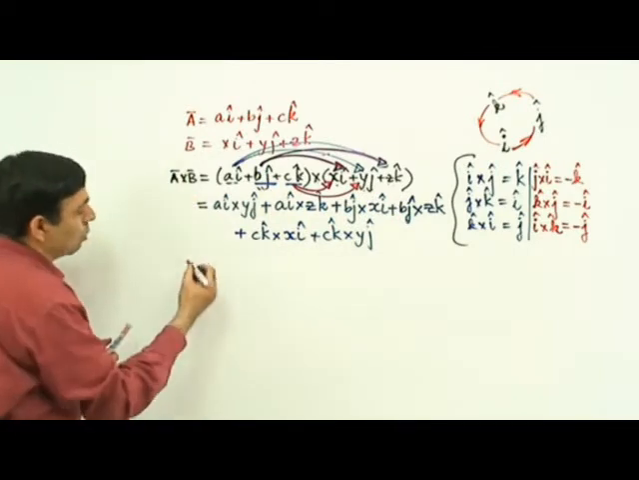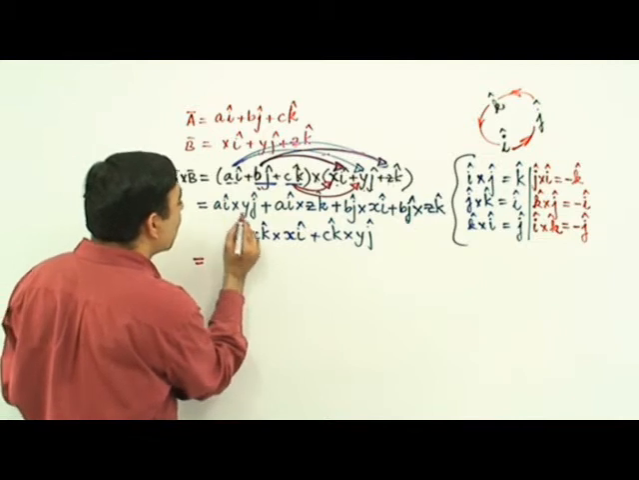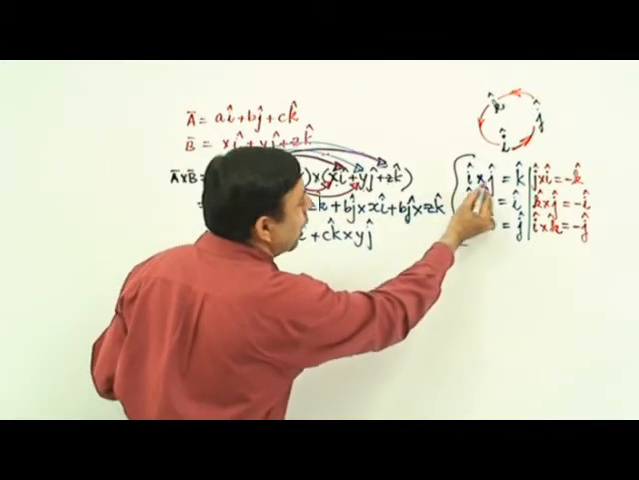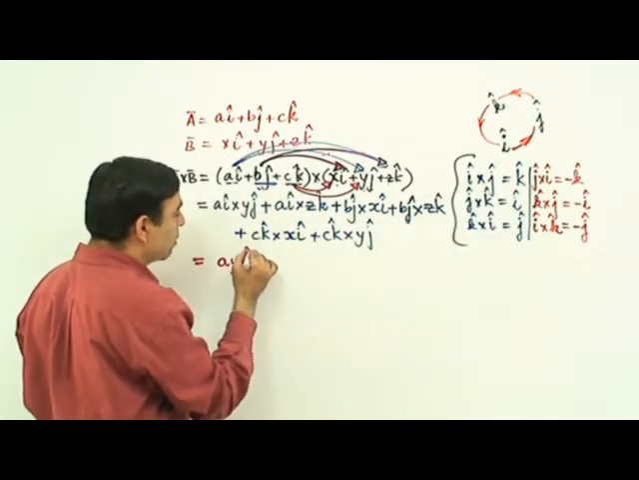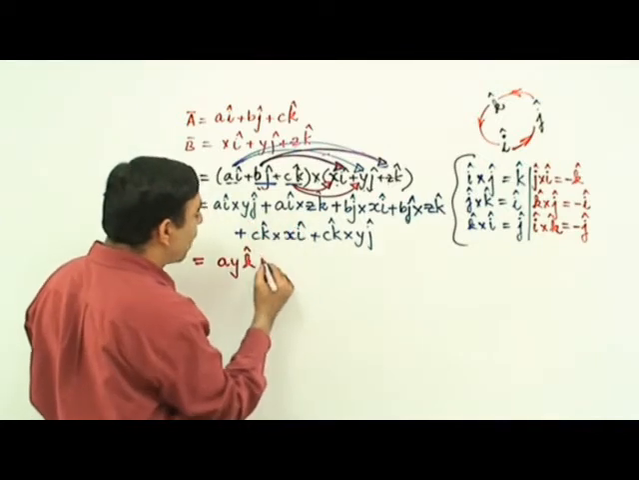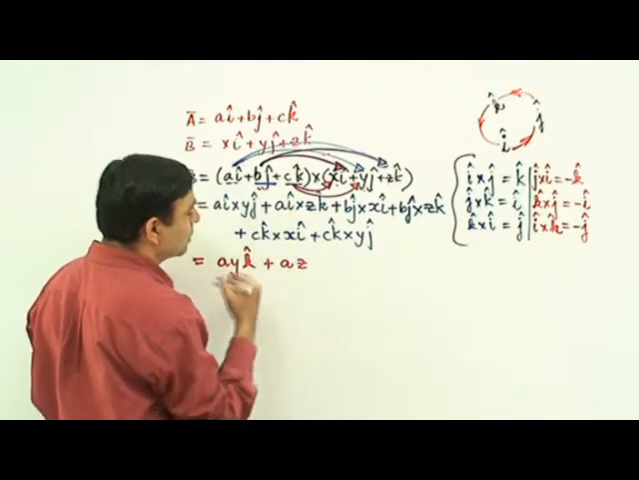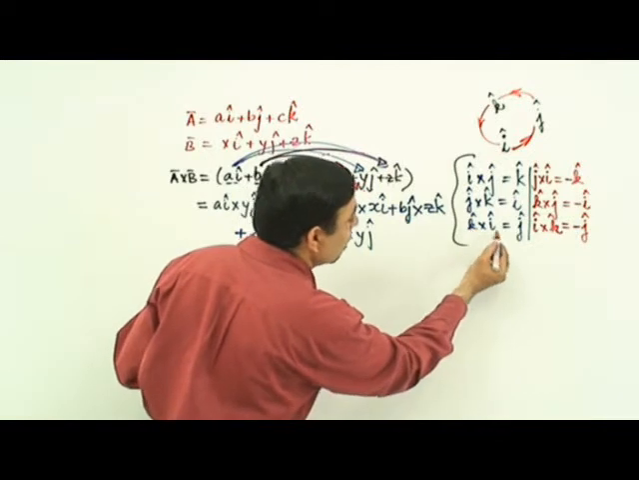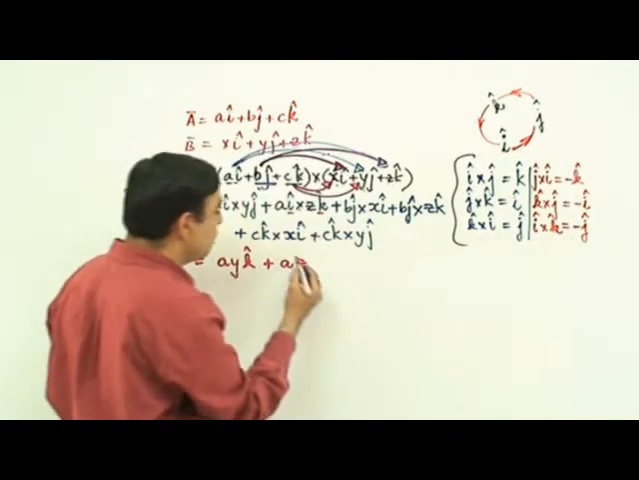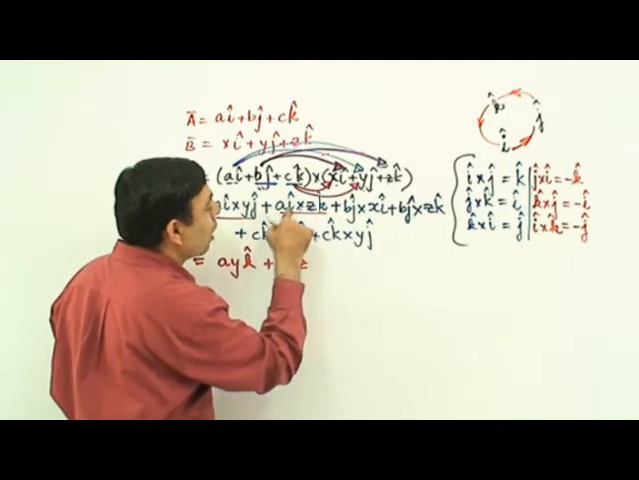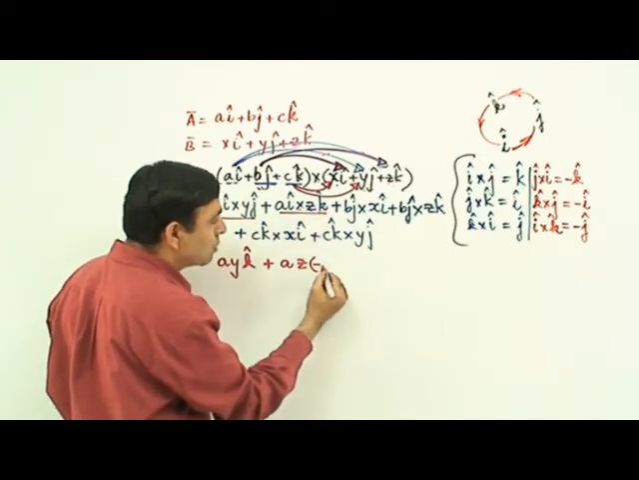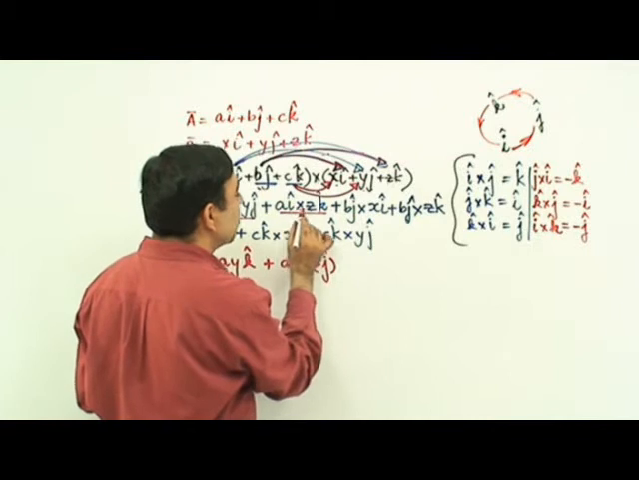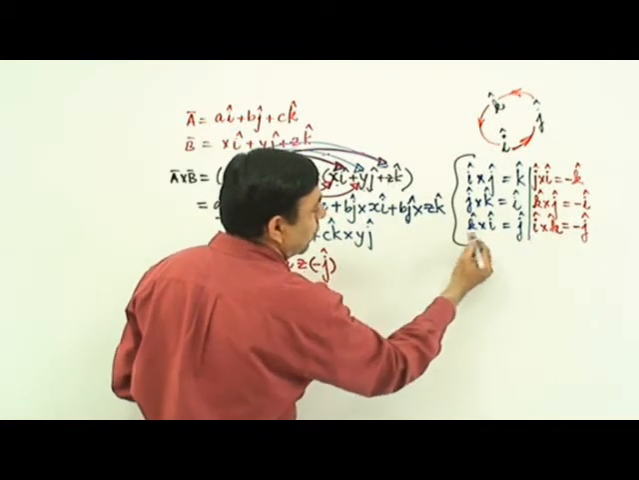Now when you try to solve this, ay as it is, what about i cross j? You can check out here, i cross j is k, so I can write down k for i cross j. Now az as it is. Then I need i cross k. k cross i is j, so i cross k is minus j. So for i cross k I need to write minus j.